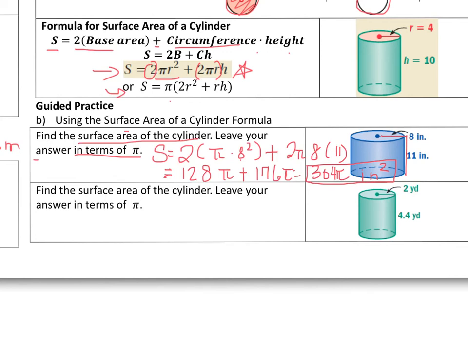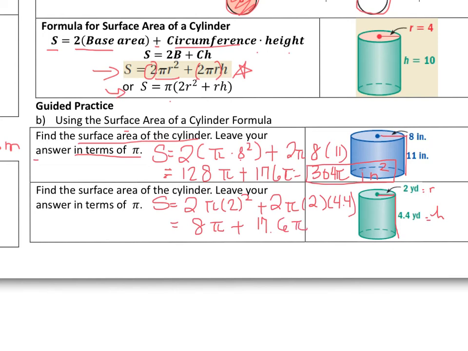Okay, one more. Here we have a cylinder with a radius of 2 and a height of 4.4. So surface area equals twice the base area, which is pi r squared, 2 squared, plus twice pi times 2 times 4.4. And let's simplify this. 8 pi plus 17.6 pi. And the final answer will be 25.6 pi yards squared.